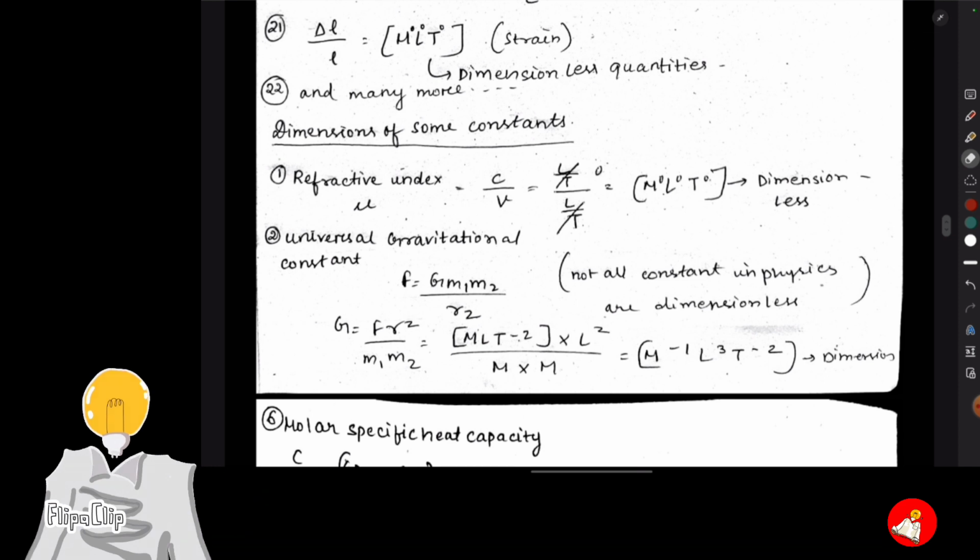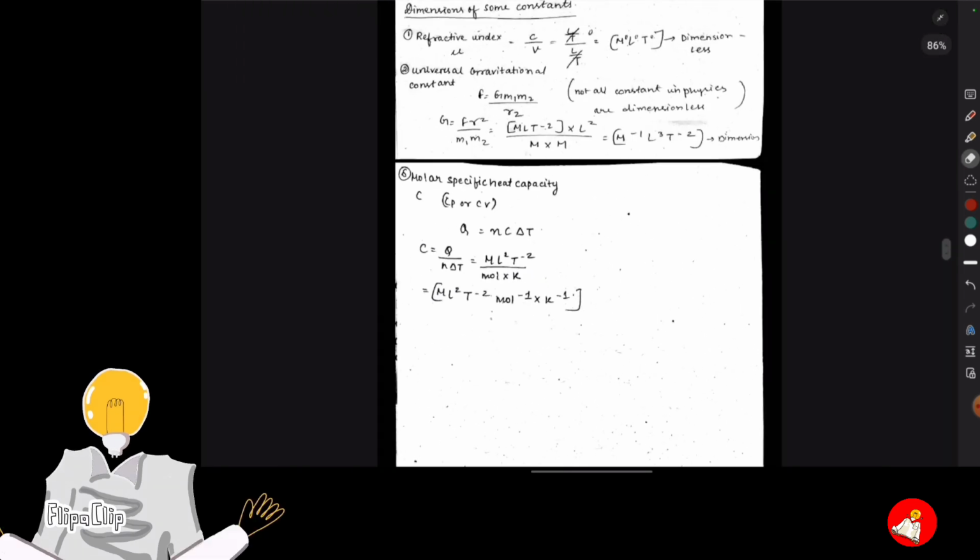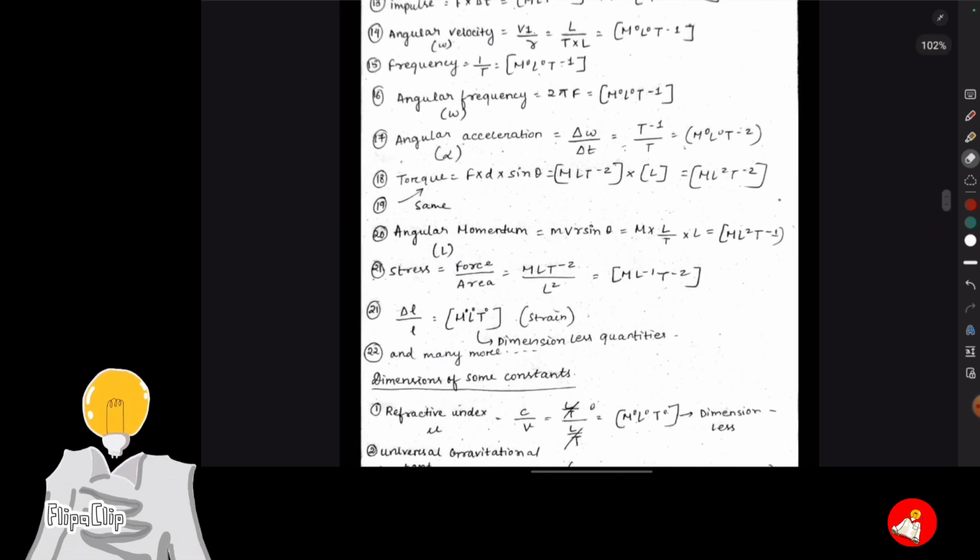Dimensions of some constants. We need not think that constants do not have any dimensions. Constants do have dimensions in some cases. For example, the universal gravitational constant G, from G m1 m2 by r square. Not all constants in physics are dimensionless. There are some which have dimension. Now this is a question of molar specific heat capacity. As we progress to other chapters, we will know their formula and know how to solve them. So thank you.